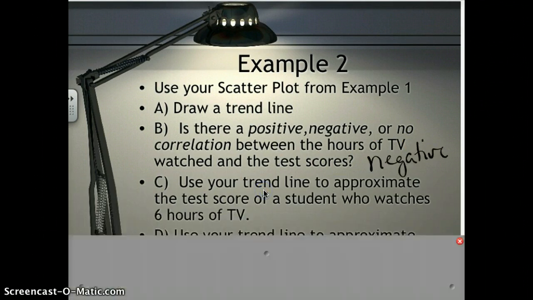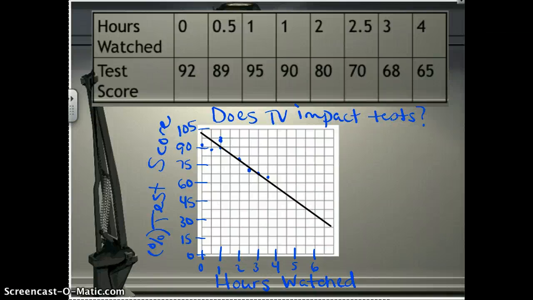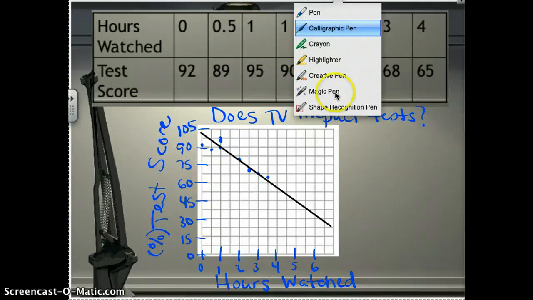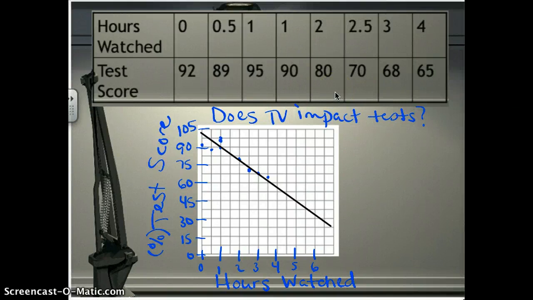Okay. All right, and then the next question, I want you to use your trend line to approximate the test score of a student who watches 6 hours of TV. So I'm going to go back here to my graph, and that's why I included the 6 earlier. I just thought, yeah, that would probably be smart because I knew I was going to use it later. And let me just get out this little magic pen right here. So if I go up here from 6 hours of TV, looking about right here where it hits my graph, and I look over, it looks like maybe it's about a 35%.